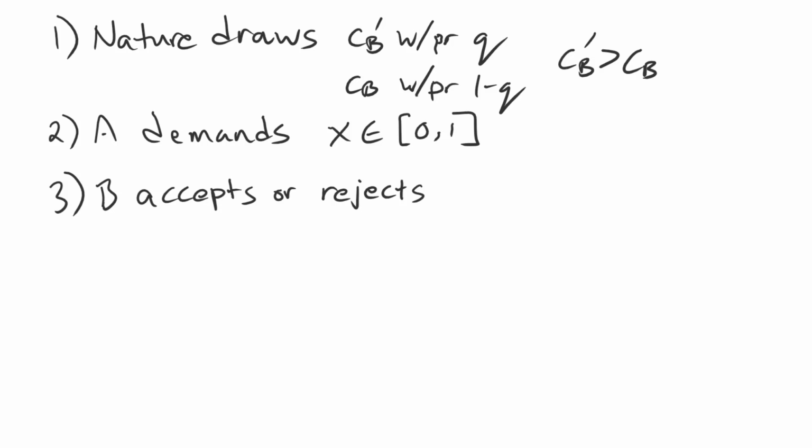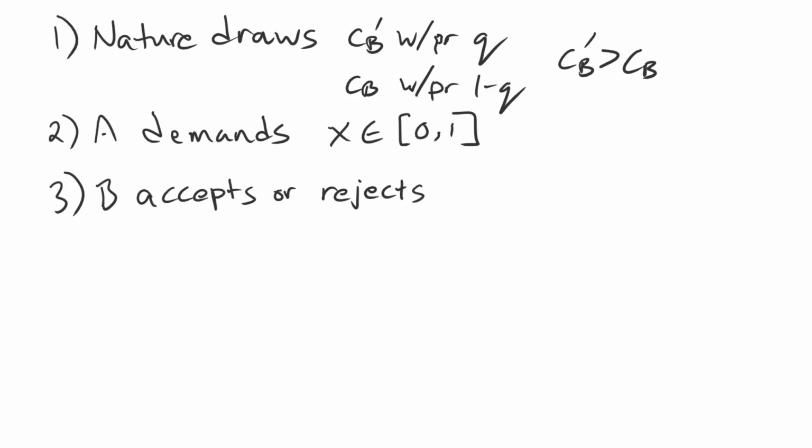The game is exactly the same as we saw last time. Nature begins by drawing B's cost of war as a high quantity with probability Q and a low quantity with probability 1 minus Q. Only B observes the draw. A, in the dark, demands X between 0 and 1, and B, who again is fully informed, sees that demand and accepts or rejects it.